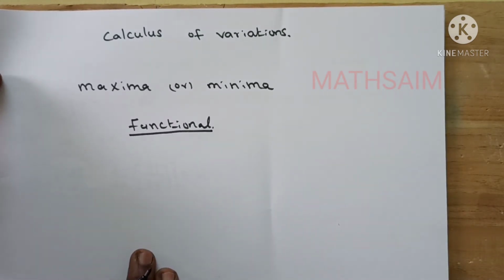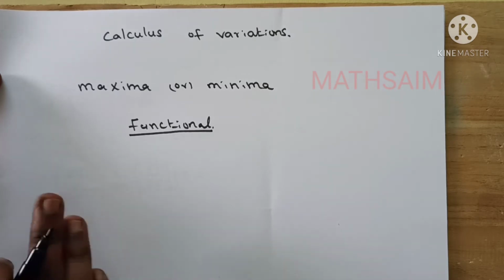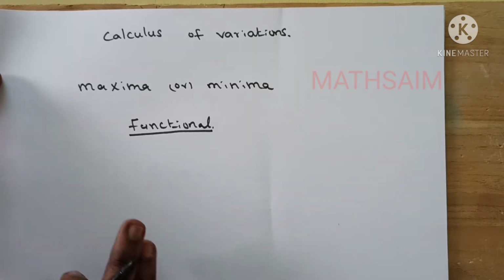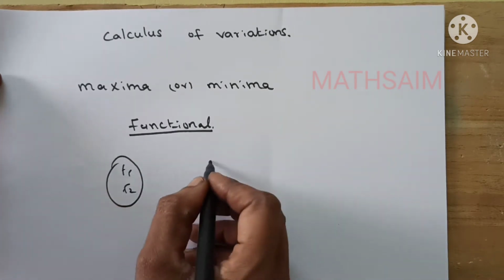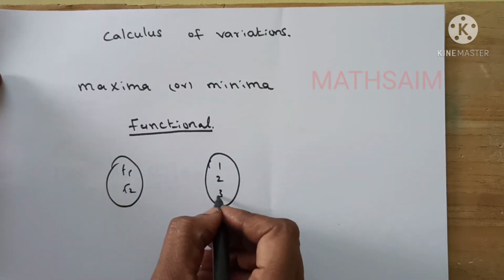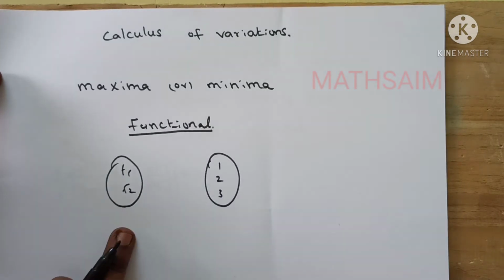Actually, the functional is a mapping. The functional is also a mapping between the set of functions and the set of real numbers. That means in the domain you are going to have some functions, and in the codomain you are going to have some real numbers. That's all. So now we are going to study about the maxima and minima of a functional.